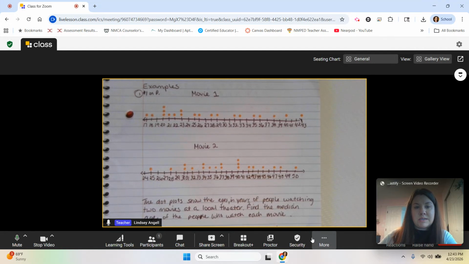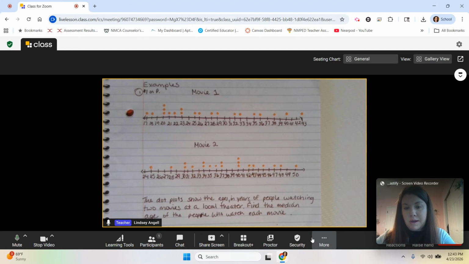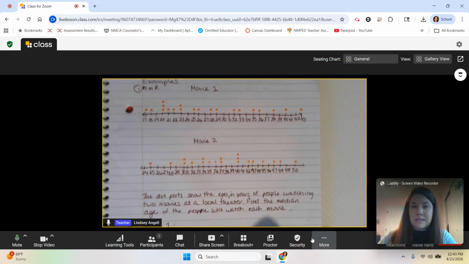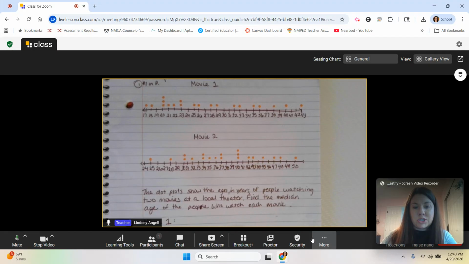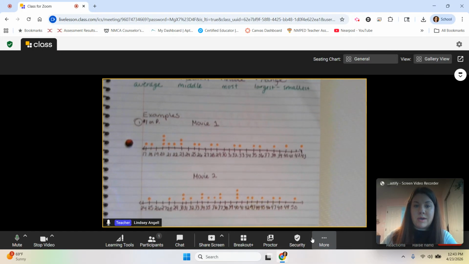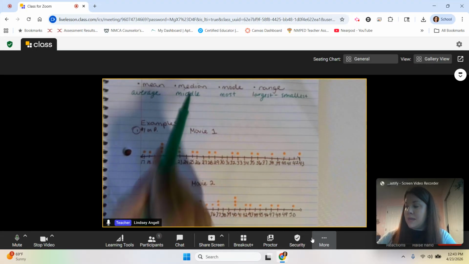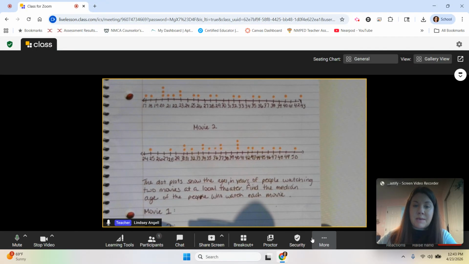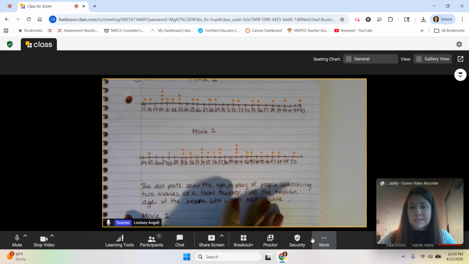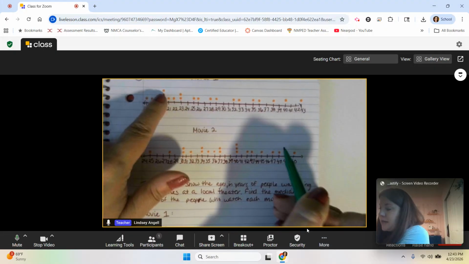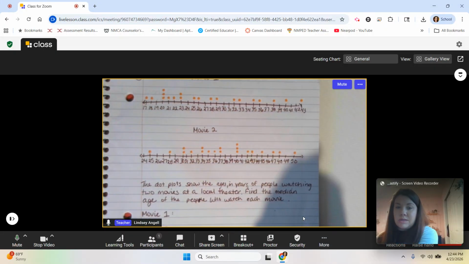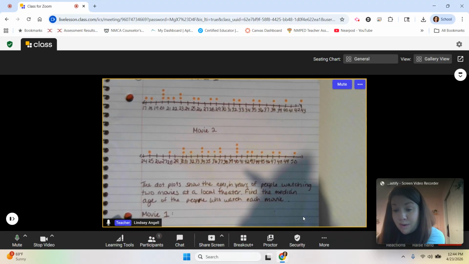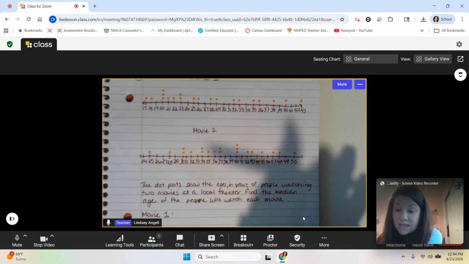This first one is number 1 on your practice. We're comparing data from 2 different movies. It says the dot plots show the ages in years of people watching 2 movies at a local theater. Find the median age of the people who watch each movie. So again, median means the middle. There's a couple different ways that you could do this. You could try to eliminate them and get down to the middle. I still prefer to write them all out. That way I can see it.